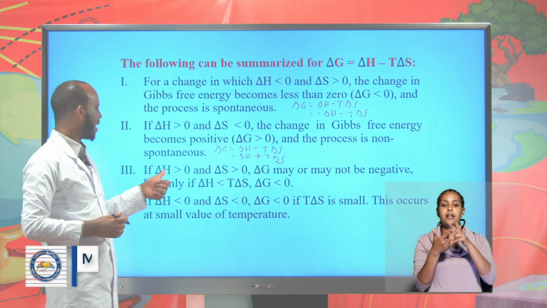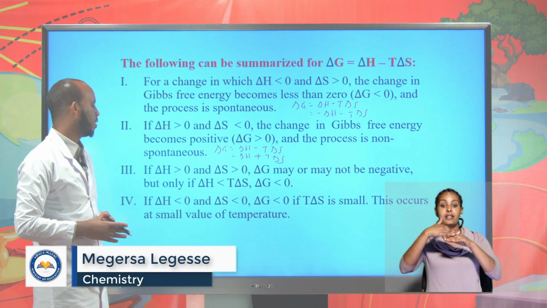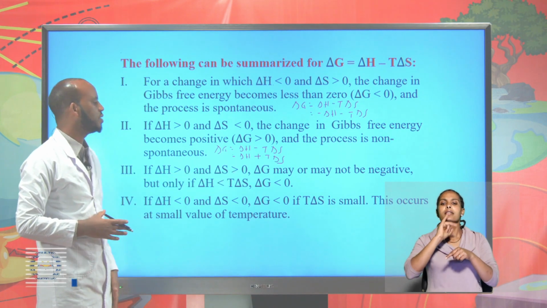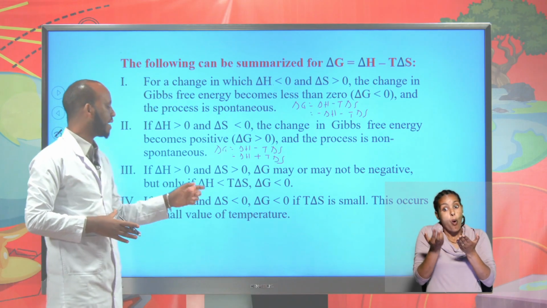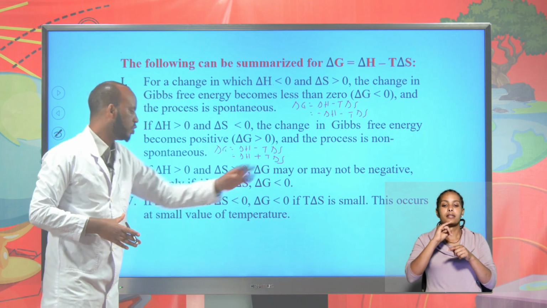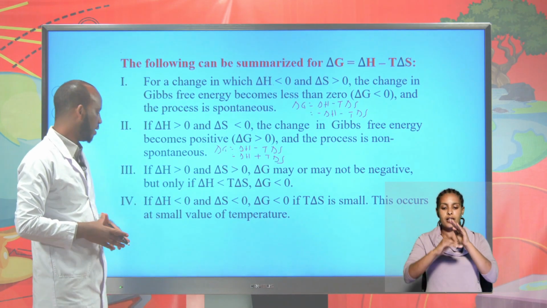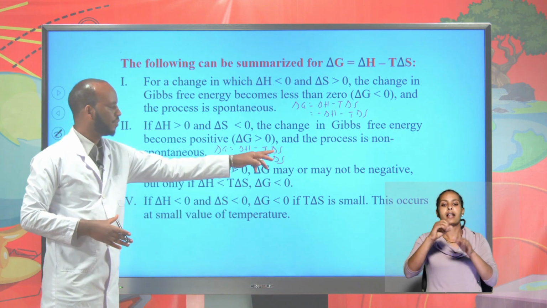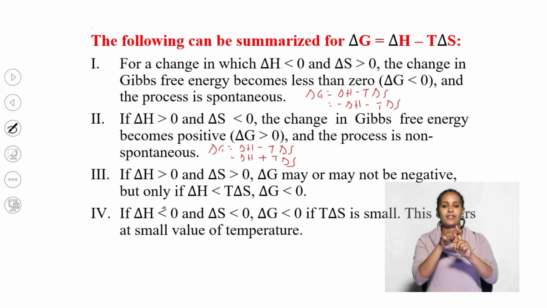3. If delta H is greater than 0 and delta S is greater than 0, delta G may or may not be negative, but only if delta H is less than T times delta S is delta G less than 0. 4. If delta H is less than 0, negative, and delta S is less than 0, negative, delta G is less than 0 if T times delta S is small. This occurs at small values of temperature.